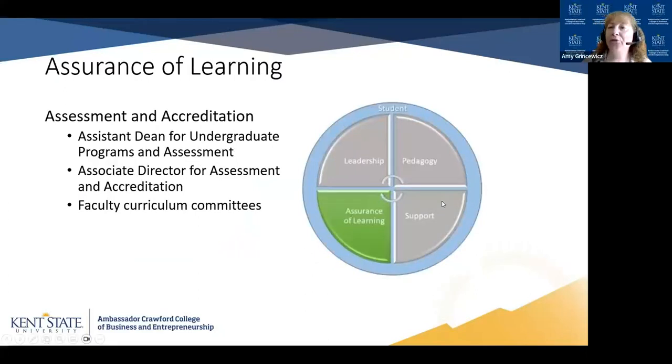And then our final piece of our pie is assurance of learning. One of the nice things working with the college is being accredited by AACSB. We have a rigorous assurance of learning process. And so leadership, pedagogy, and support all work with the assessment and accreditation committees.